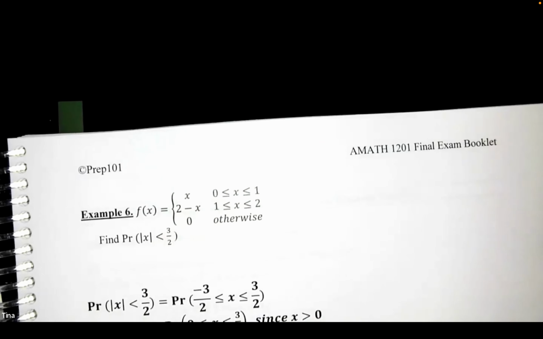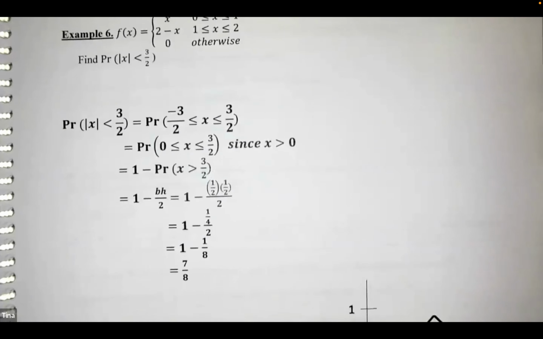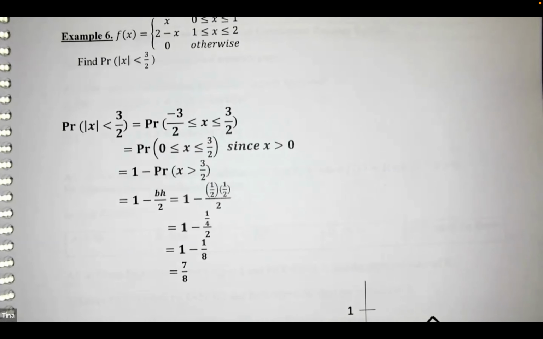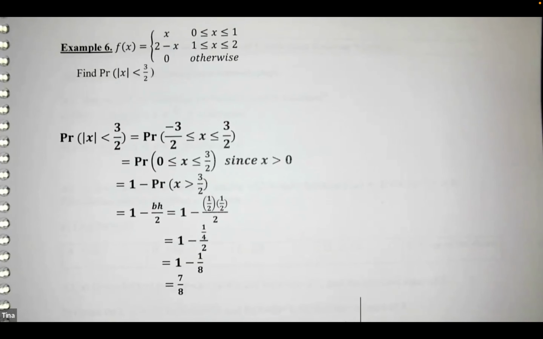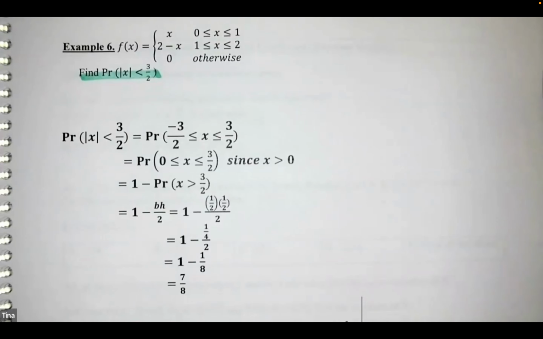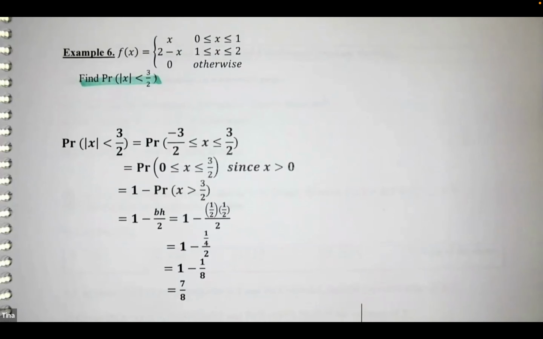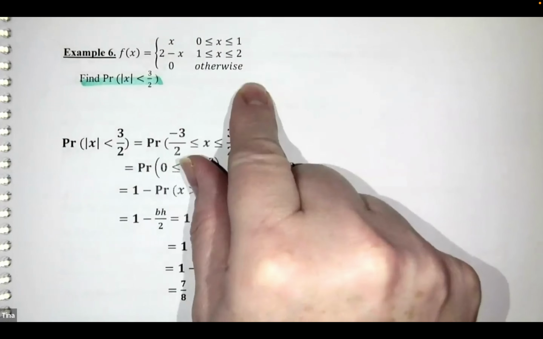So last one here. Example 6 on 189. We've got our f of x here is x from 0 to 1, and our function is 2 minus x from 1 to 2, and 0 anywhere else. So what if they ask you to find the probability that the absolute value of x is less than 3/2 here? So we know that this function is piecewise.